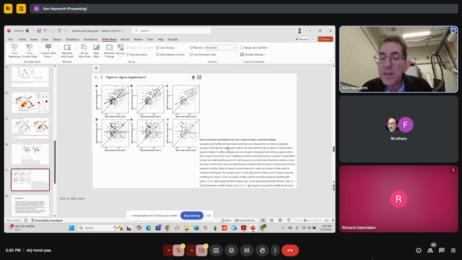The other thing that they do here is plot the dual connection correlations in A and D, and then they plot them for. Let me read how they do this here.